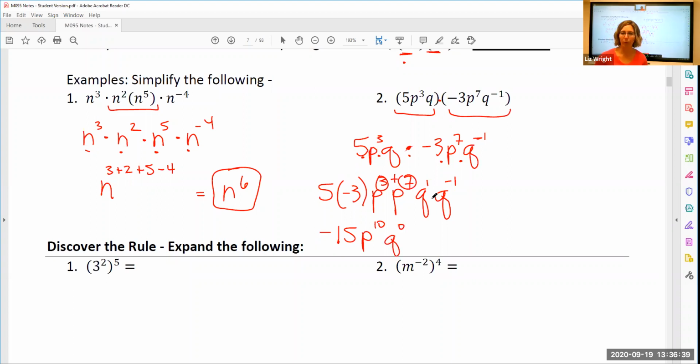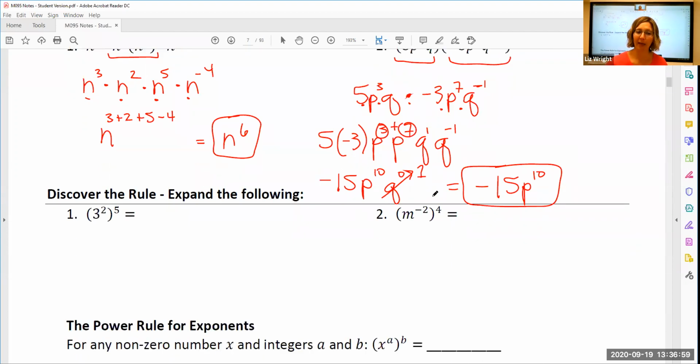And then you should remember, what is q to the 0? That was from last lesson. So that's just going to be 1. This goes to a 1. And so what that means is that we've got -15 p to the 10th for that answer. So that's just kind of applying that rule.